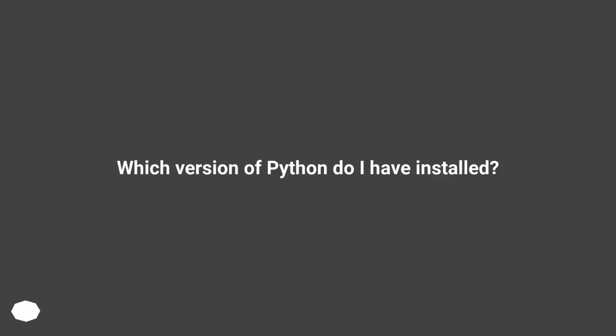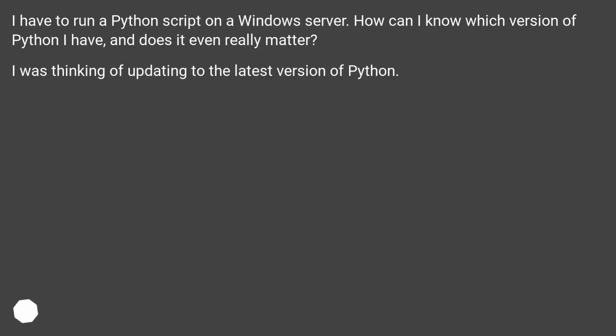Which version of Python do I have installed? I have to run a Python script on a Windows server. How can I know which version of Python I have, and does it even really matter? I was thinking of updating to the latest version of Python.